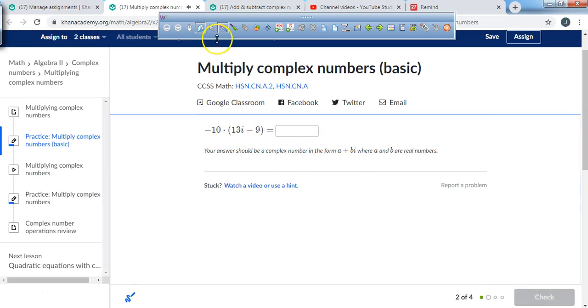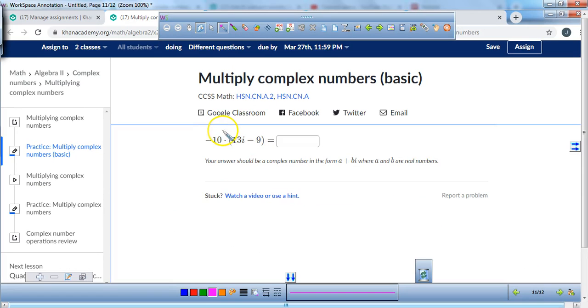Alright, well, this one won't take very long. Let's try to get to the two binomials here. Distribute, we get negative 10 times 13i, which is a negative 130i, and the negative times the negative is a positive. 10 times 9 is 90, but we got to put the 90 up front and minus 130i in the back. Alright? Making sure we have it in a plus bi form.